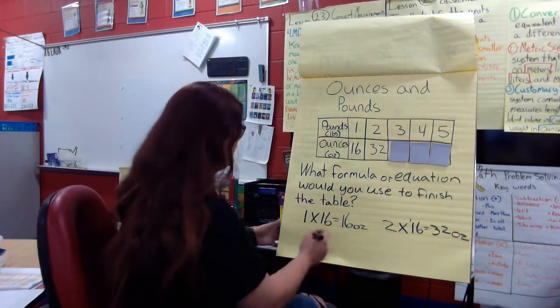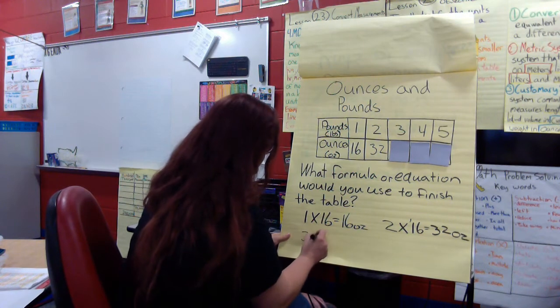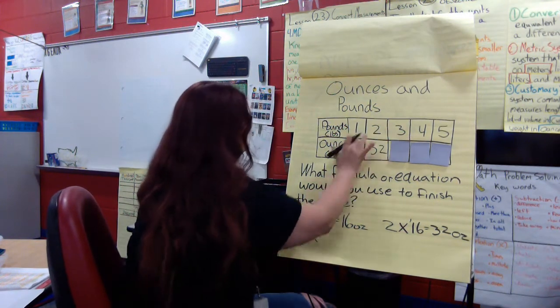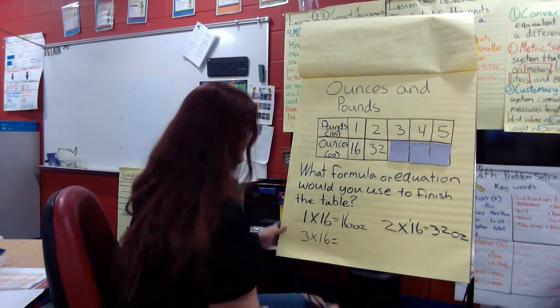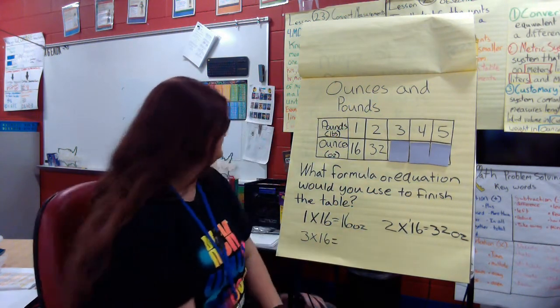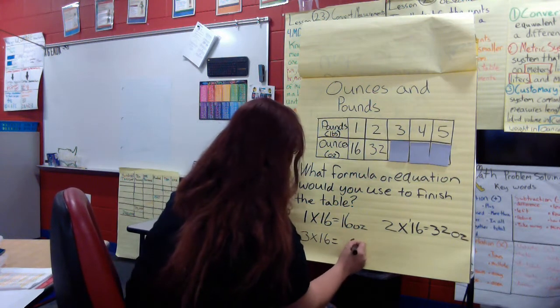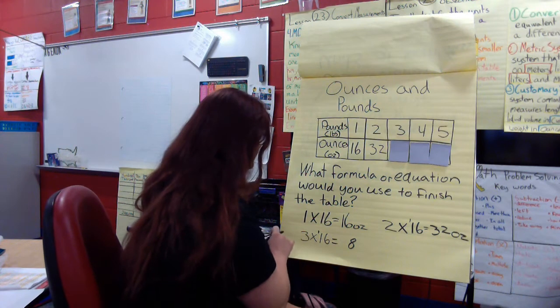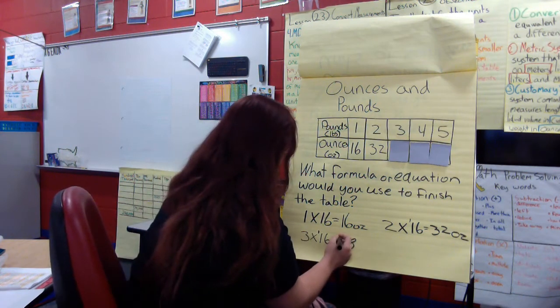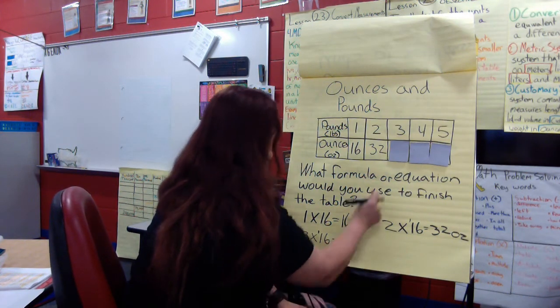I'm going to multiply 3 times 16, because 16 ounces are in a pound. 3 times 6 is what? 3 times 6 is 18. Carry the 1, 3 times 1 is 3, plus that 1, we have 48.